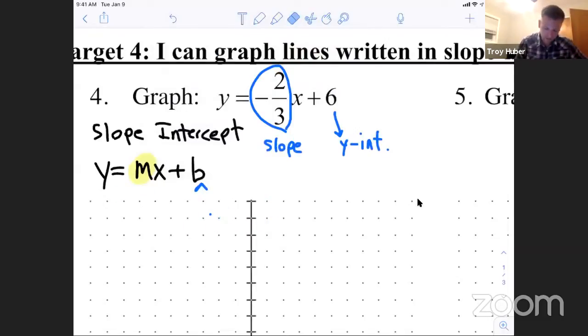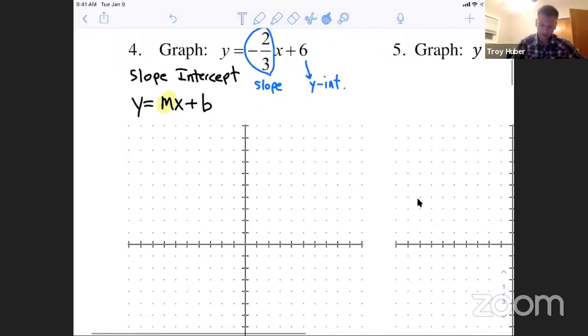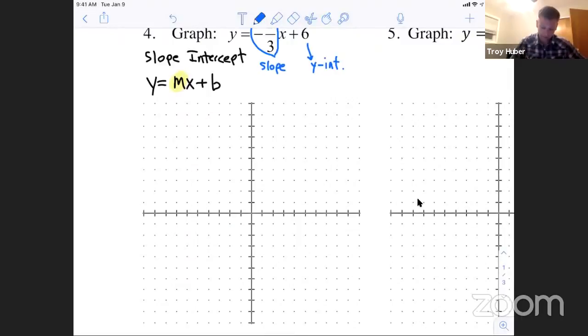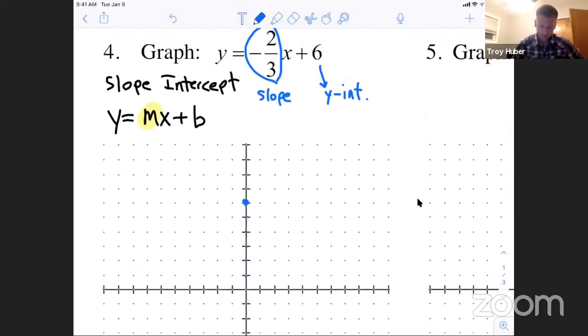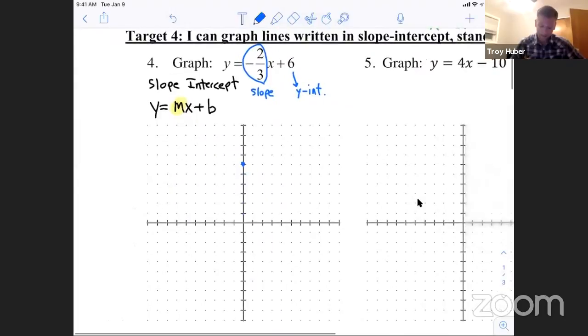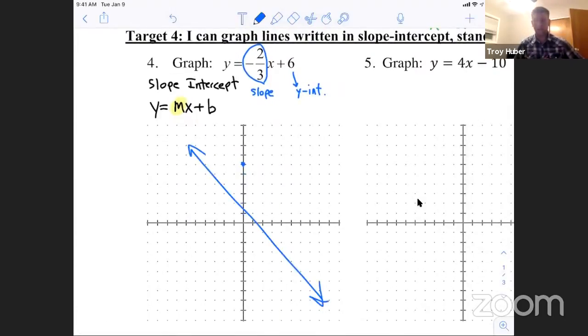So we need a point to start at, and that's going to be that y-intercept. Your y-intercept is where that line crosses your y-axis. So we're going to go to positive 6. So we'll count up 1, 2, 3, 4, 5, 6. That's our y-intercept. And now we'll take a look at our slope. A negative slope is always going to go up and to the left. So your line will look something like this.